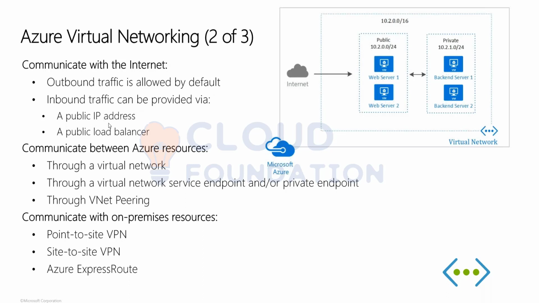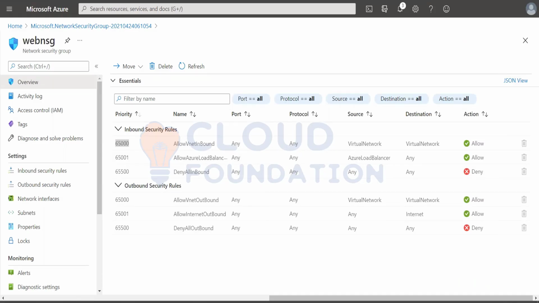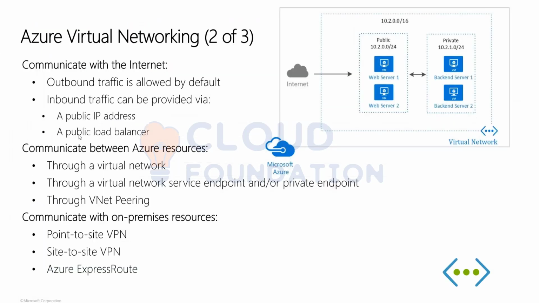Now this inbound traffic is via 2 ways. One is your public IP address and second is the load balancer. So here, if you see, allow Azure load balancer inbound. So these values also are mentioned as part of your NSG, right? So depending upon the rules being mentioned, the NSG rules will govern what kind of communication is supposed to happen.